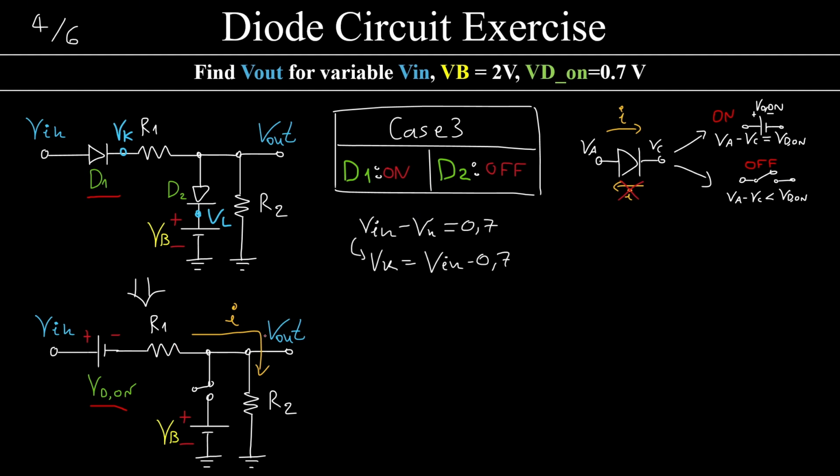It cannot flow through the open circuit over here. Again, I'm going to the conditions and I'm going to say that Vin minus Vk, the point here, must be equal to 0.7 volts for this to be on. That would mean that Vk has to be Vin minus 0.7. For D2 to be off, it would mean that Vout minus VL, the voltage here, should be less than 0.7 volts. That would mean that Vout must be less than 2.7, because VL is VB, 2 volts.